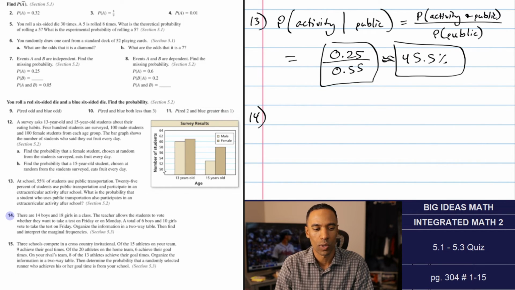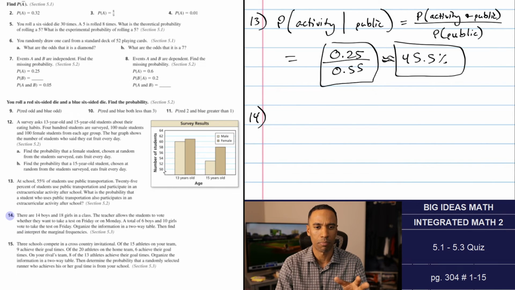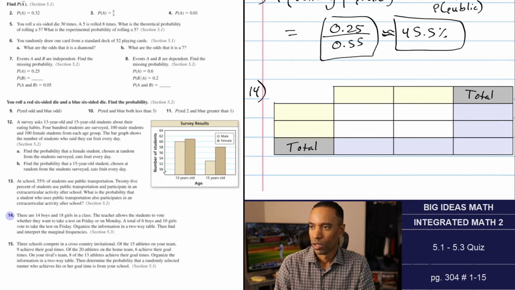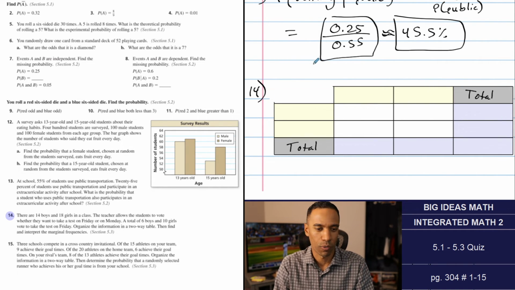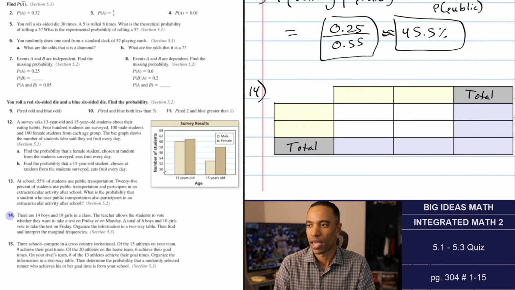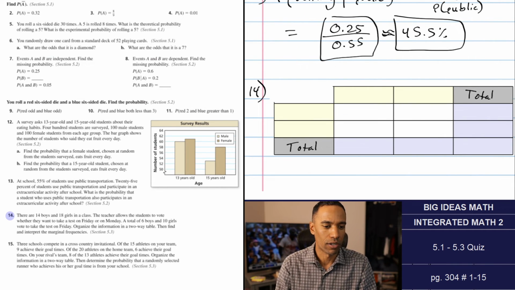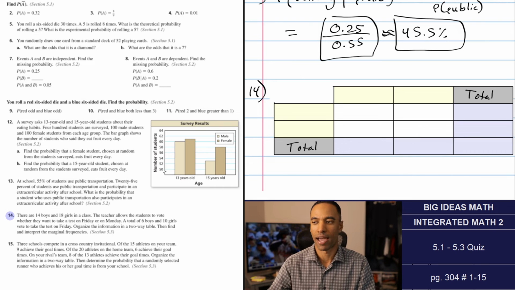Organize the information in a two-way table, then find and interpret the marginal frequencies. Let me pause for a sec. When I did 5.3, I made a two-way table template. Let me pop that up. If you followed along with me in section 5.3, this should look familiar. We have boys and girls and taking the test on Friday or Monday.